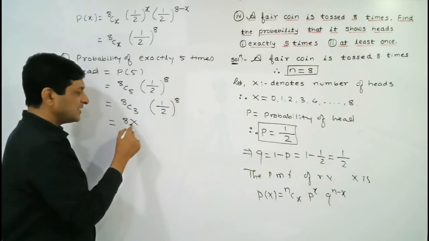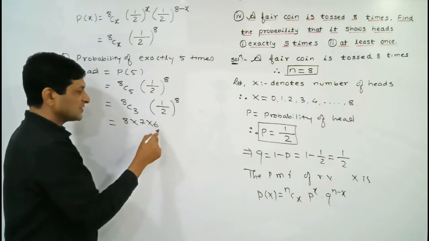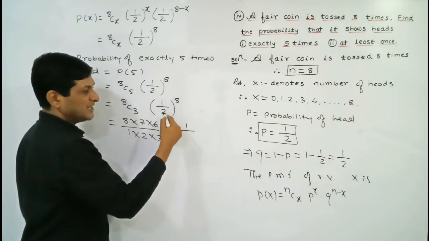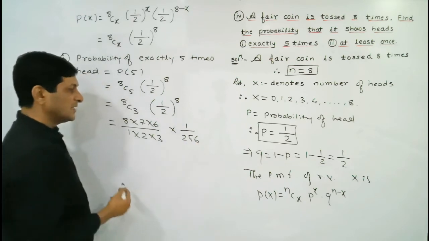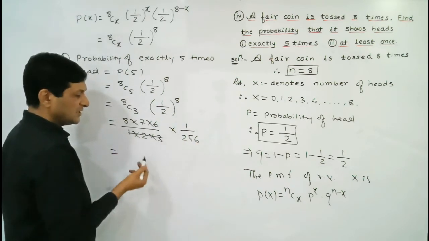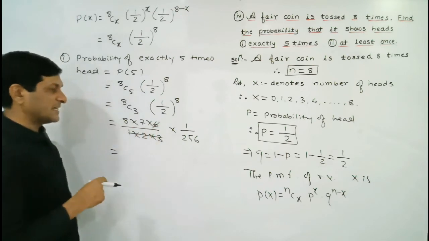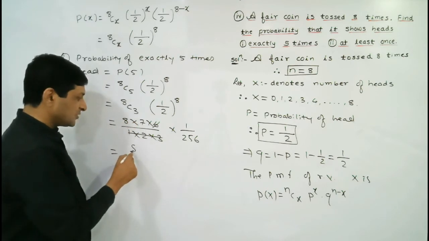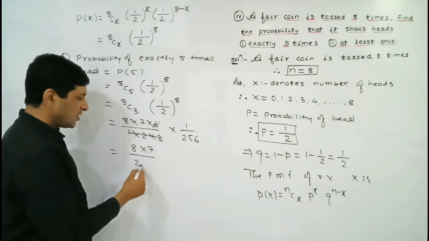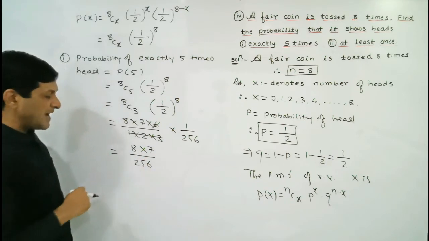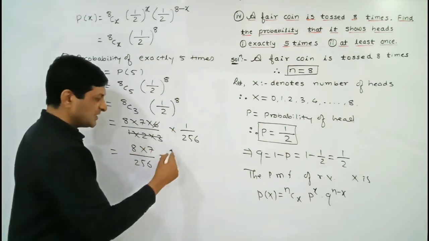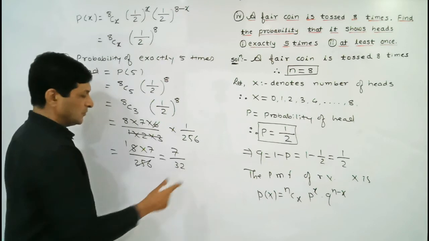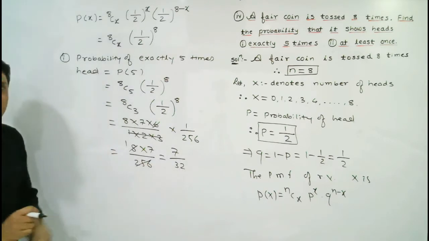8C3 can be written as 8 into 7 into 6 divided by 1 into 2 into 3. And here 1 raised to power 8 is 1, and 2 raised to power 8 will be 256. So which is equal to, here 1 into 2 into 3 is 6. 6 and 6 will get cancelled. See what result we are getting in the numerator now, 8 into 7, and in the denominator 256. Both the numbers are divisible by 8. 8 ones are 8, so here the remaining term is 7, and if we divide the denominator by 8, we will get 32. So 7 by 32 will be our first required probability.